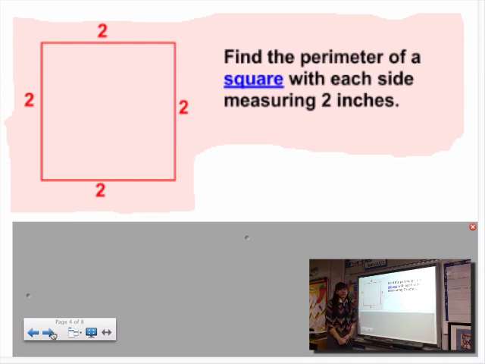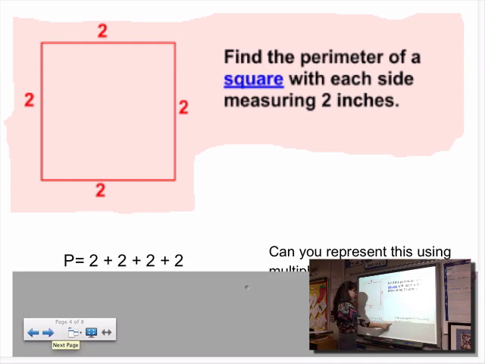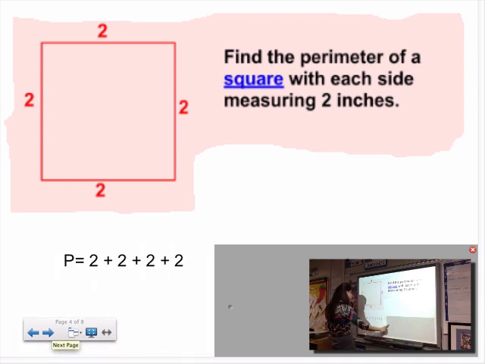We are looking at a square with each side measuring 2 inches. Because a square is a polygon of 4 equal sides, we know that if this side has a length of 2 inches, every other side would also have a length of 2 inches. Using what we know about perimeter, I would ask myself, how would I set up a number sentence to figure out the total outside distance of this object? We would do that first, perhaps, by thinking of the addition sentence, 2 plus 2 plus 2 plus 2. If I skip count by 2's, 2, 4, 6, 8, I could come up with our answer that the perimeter of this object equals 8 inches.